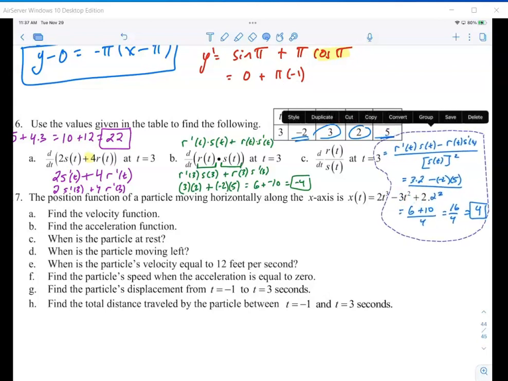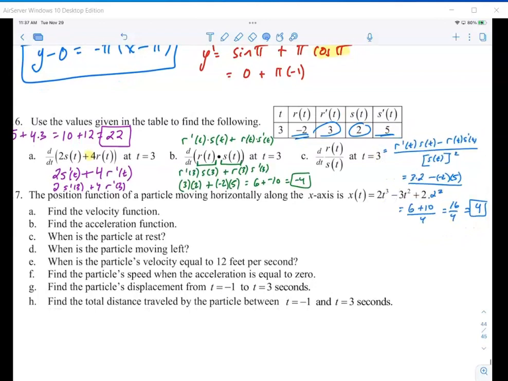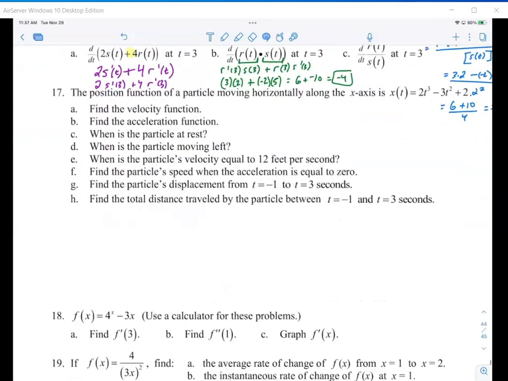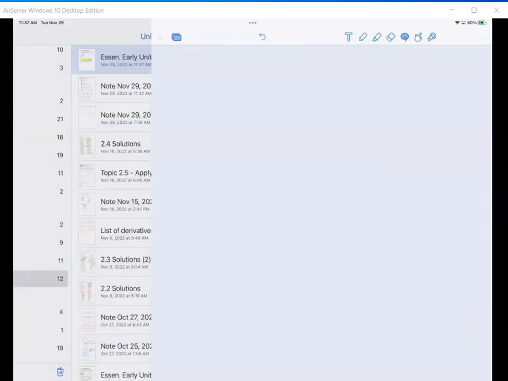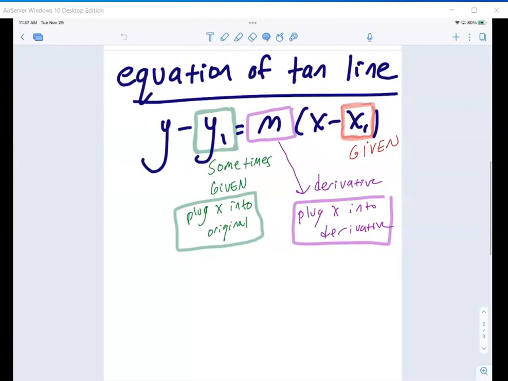Try to move this up a little bit so I have more room on the next problem. Okay, cool. All right, we do want to know physics stuff. Let's write a note down for physics stuff.